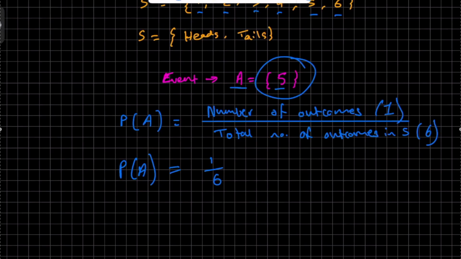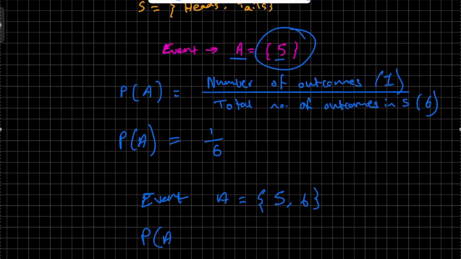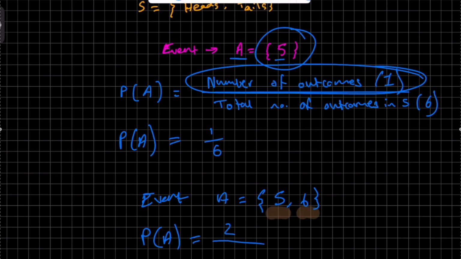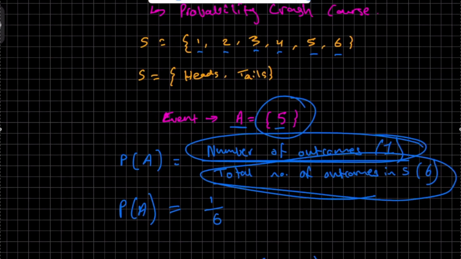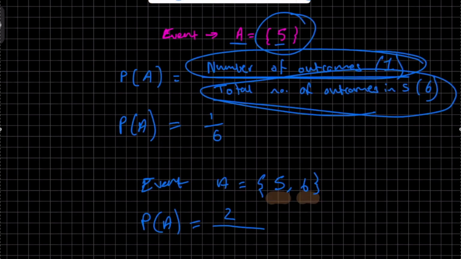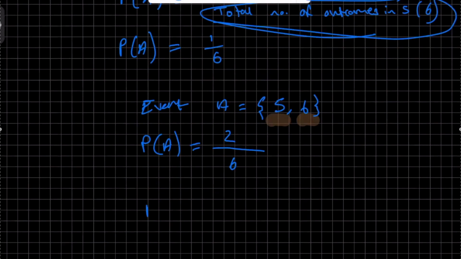If our event A was actually us rolling either a 5 or a 6, in this case, our probability of event A would be equal to the number of outcomes in A. So over here, we've got 2 outcomes in A. We've got our 5 and our 6, all divided by our total number of outcomes in S. Remembering that our sample space, S, had 6 different outcomes. So in this case, our probability of event A would be 2 over 6. So probability of event A can be simplified and written as 1 over 3.